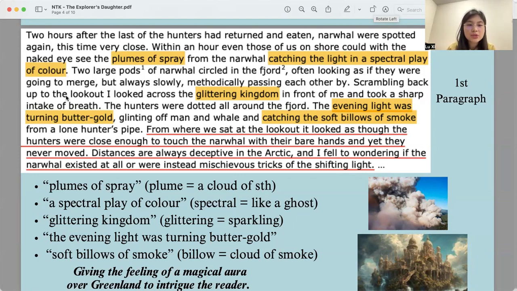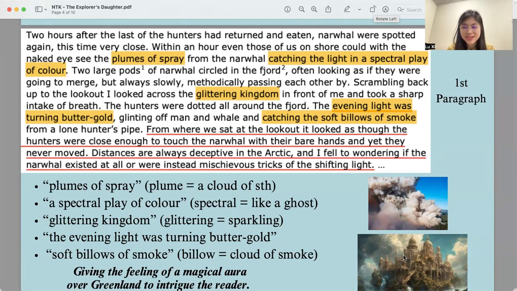"Scrambling back up to the lookout, I looked across the glittering kingdom." Glittering kingdom, glittering, what is the meaning of glittering? Anybody knows? Yes, correct. So glittering means sprinkled things like the stars, but not in a good way. Like it's usually very scary. So it means sparkling.